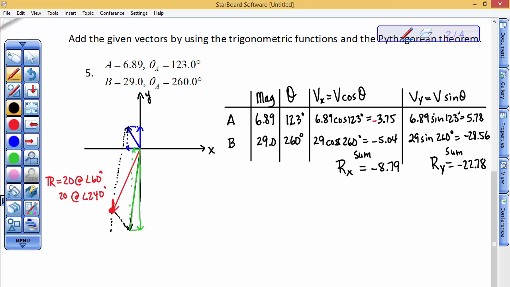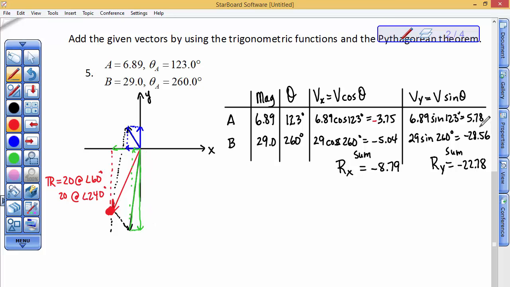Again, let's talk about y. So see this negative 3 and this negative 5? This is the green line, well, actually my magnitude is not correct. This is the negative 3 and this is supposed to be the negative 5. But the bottom line is if I take this one and put it over here, I'm supposed to get to the tip of this resultant vector. And see this blue line right here and this green line right here? The blue line is this 5.78. And this green right here is the negative 28.56.